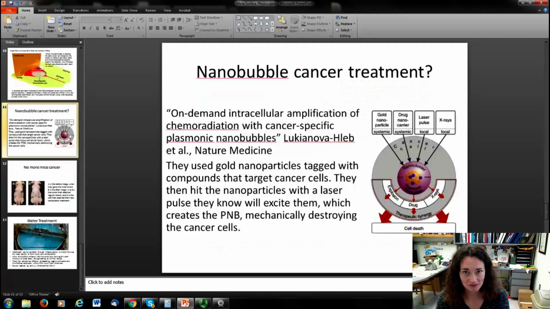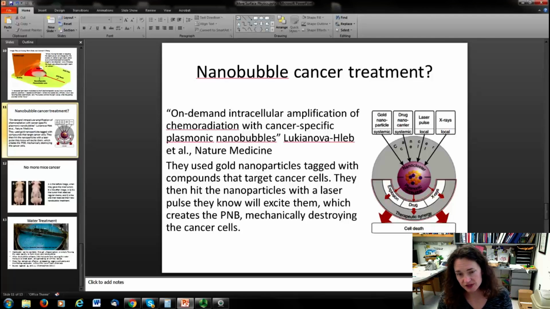In other work, believe it or not, people are trying to use nanobubbles for cancer treatments, or at least part of an approach, a suite of techniques, if you will, that are being used to sort of blast cancer away. So this has been done in mice and in a paper in Nature Medicine. What they've done is they have these gold nanoparticles, and they tag them. They put compounds on the outside of the gold nanoparticles that target cancer cells. They move preferentially and stay preferentially in cancerous cells.